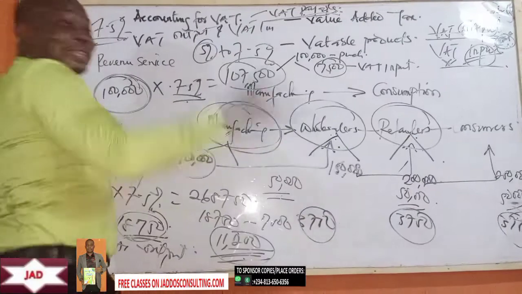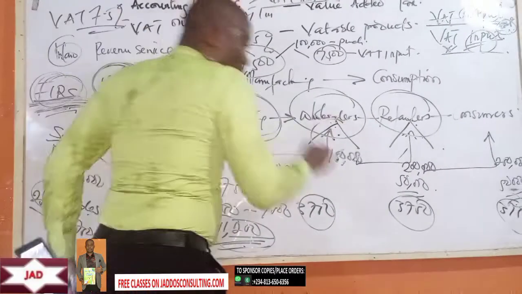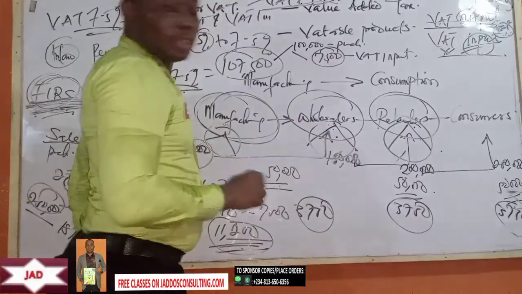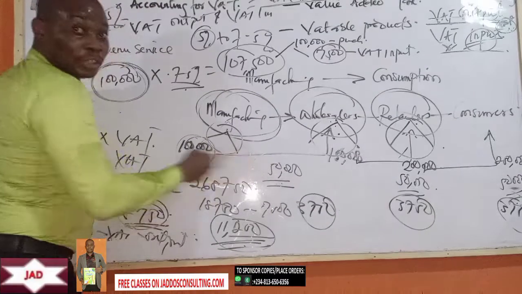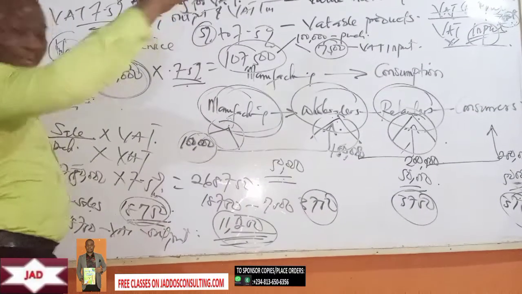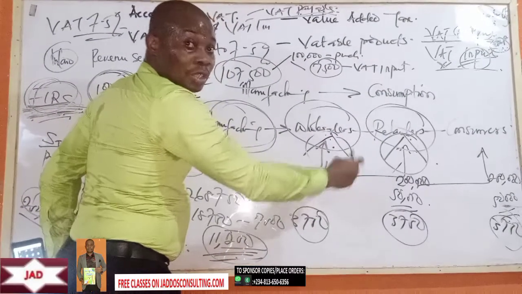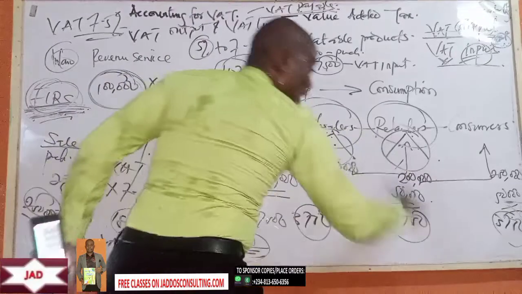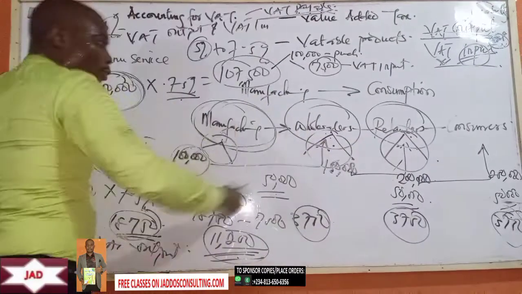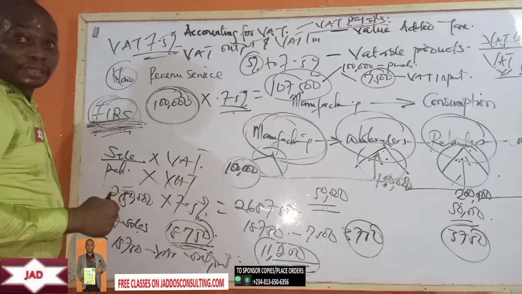But from the accountant's perspective, there's an accountant here because there are companies in manufacturing. There's an accountant because there are companies in wholesaling. There's an accountant because there are companies doing retailing. So the accountant buys and sells, does his output and input, nets it, remits. This guy too buys and sells, does his output and input, nets it, remits. This guy too does the same. So at each stage there are accountants accounting for their VAT.